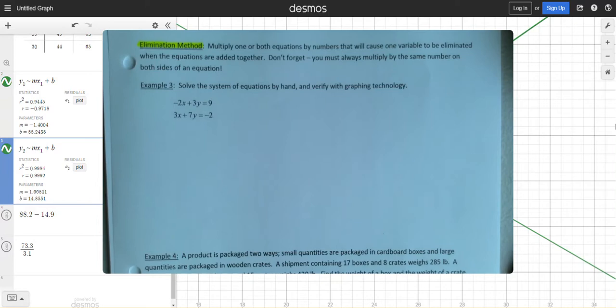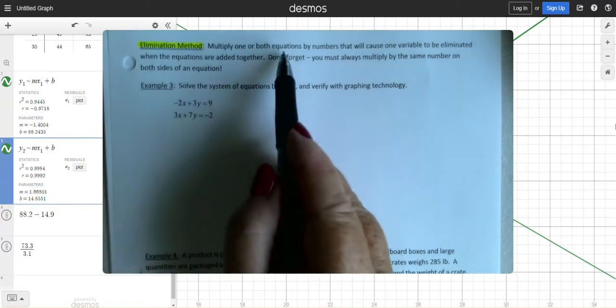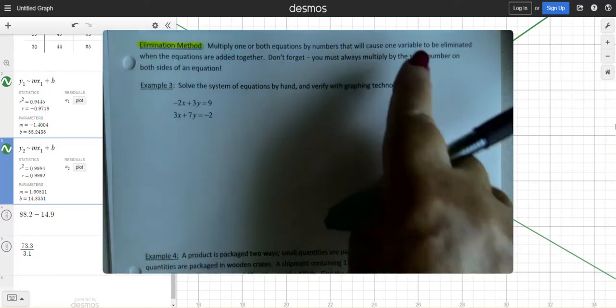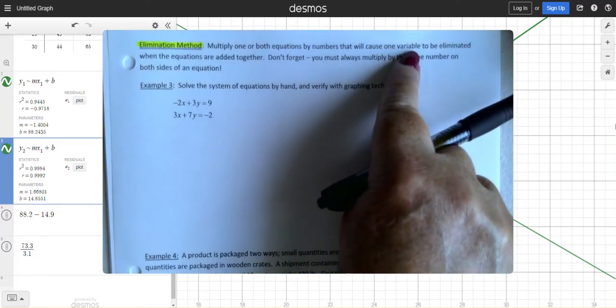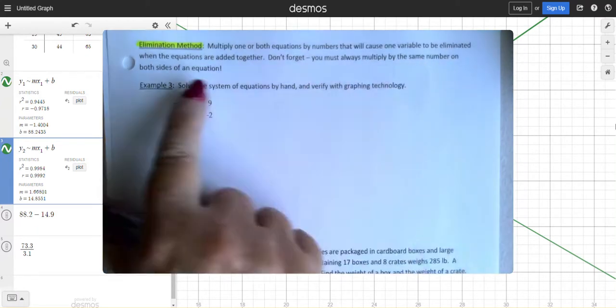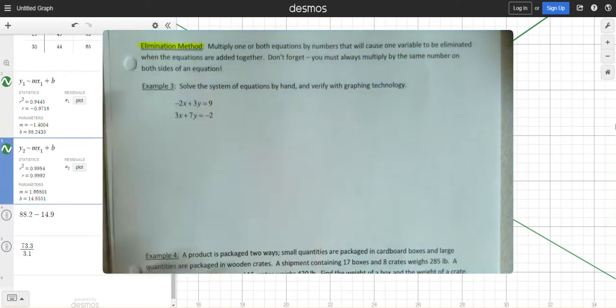In the elimination method, what we're going to do is multiply one or sometimes both equations by numbers that will cause one variable to be eliminated, to add up to 0 when the equations are added together. Keep in mind when you're multiplying your equations, be sure you always multiply both sides of the equation by the same number, right? Basic law of algebra.